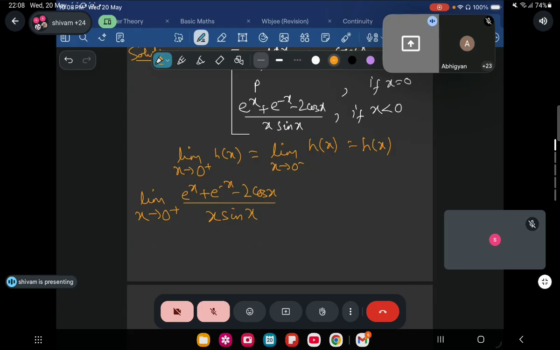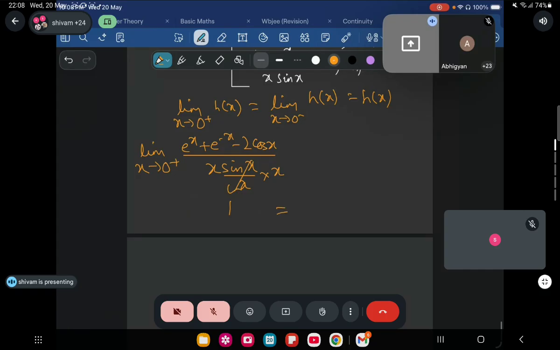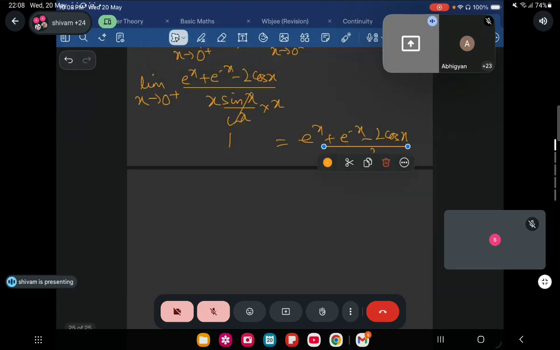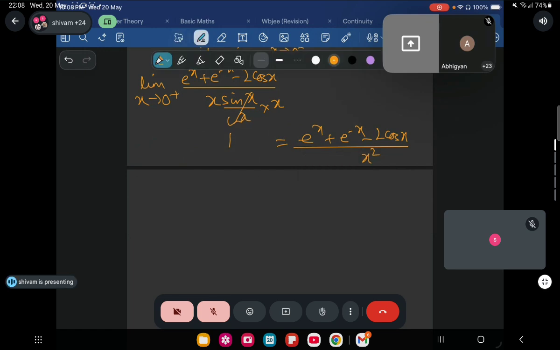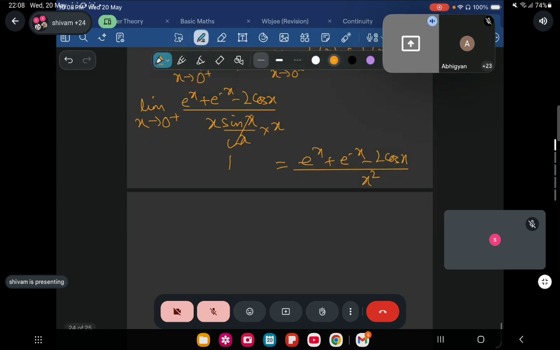You can use L'Hopital, right? So what I'm going to do is, first of all, let us remove this sin x. Can I write it as divided by x multiplied by x? Now see, this part will become 1. It will become e to the power x plus e to the power minus x minus 2 cos x divided by x square. So Abhigyan, over here, how many times do I need to differentiate to remove the indeterminate form?